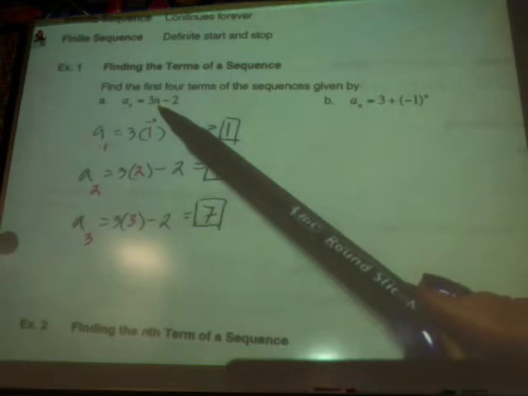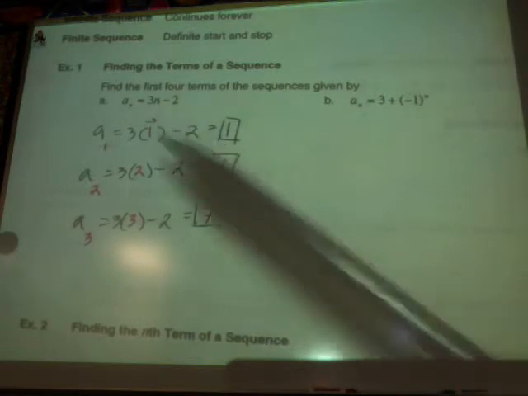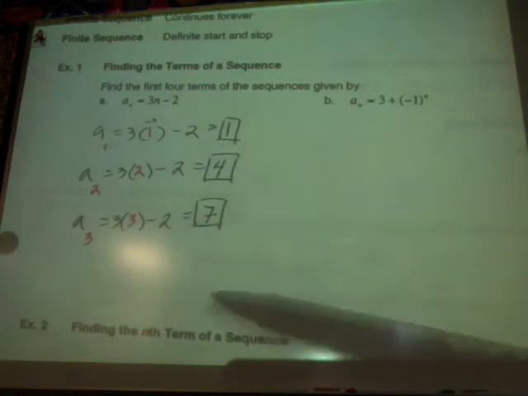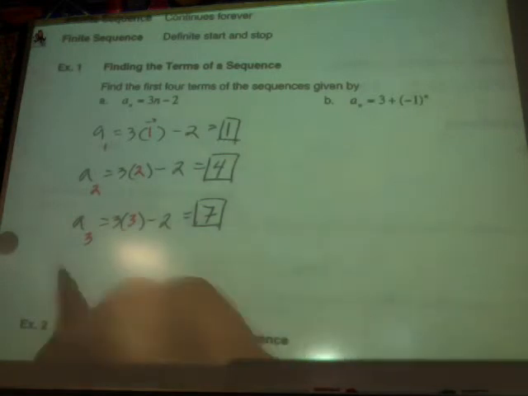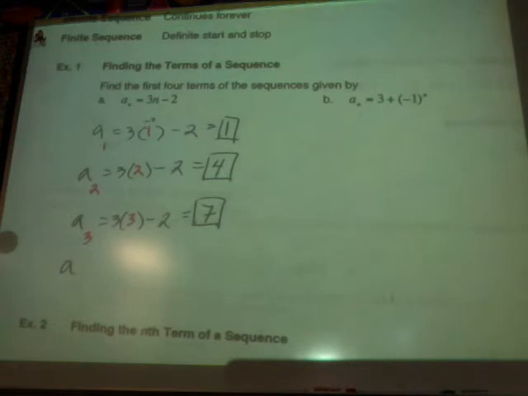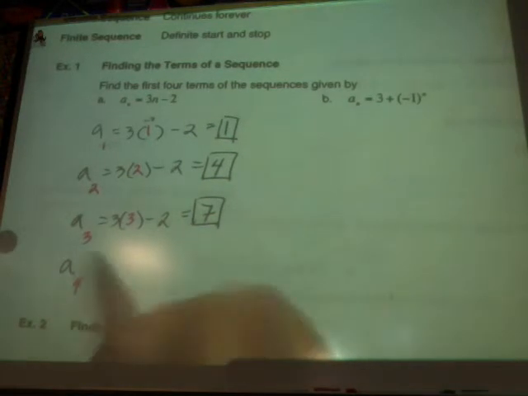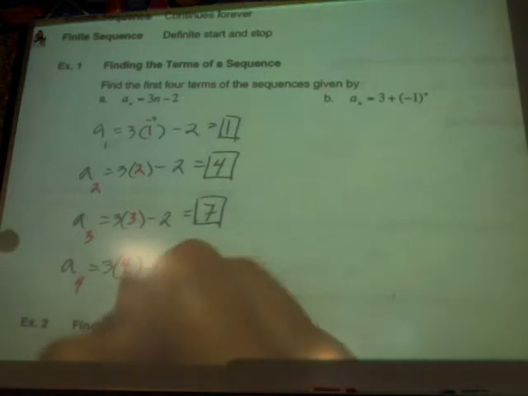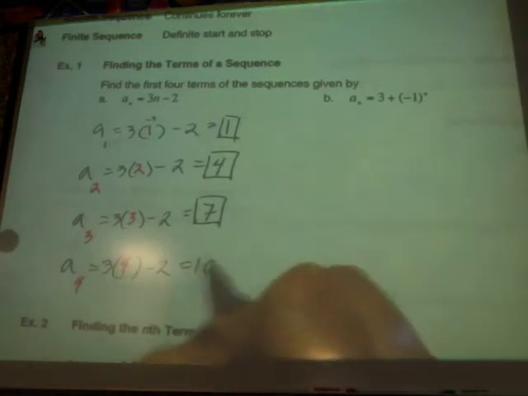This is going to help you figure out the patterns later when they don't give you the sequence pattern. And so the next one we anticipate is going to be what? 10, right? So a sub 4 is equal to 3 times 4, which is 12, minus 2, which is indeed 10.